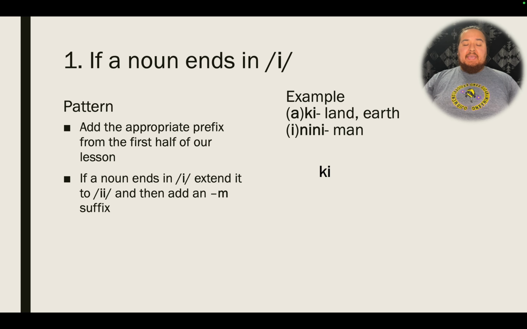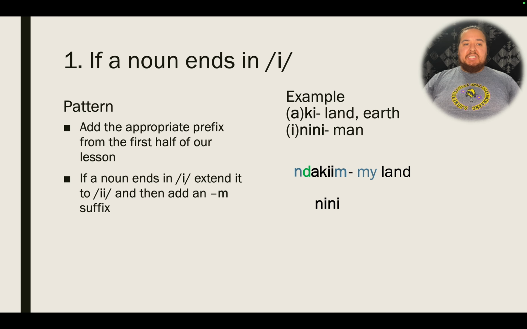So here we have ki. It has a secret vowel sound in front we're going to bring back. Because it starts with a vowel sound, we're going to use our D prefix before our pronoun prefix. Then we're going to use our pronoun prefix. So we're using the first person, nda ki. Now we're going to extend our short I to a double I, and then add our M suffix. Ndakim for my land.